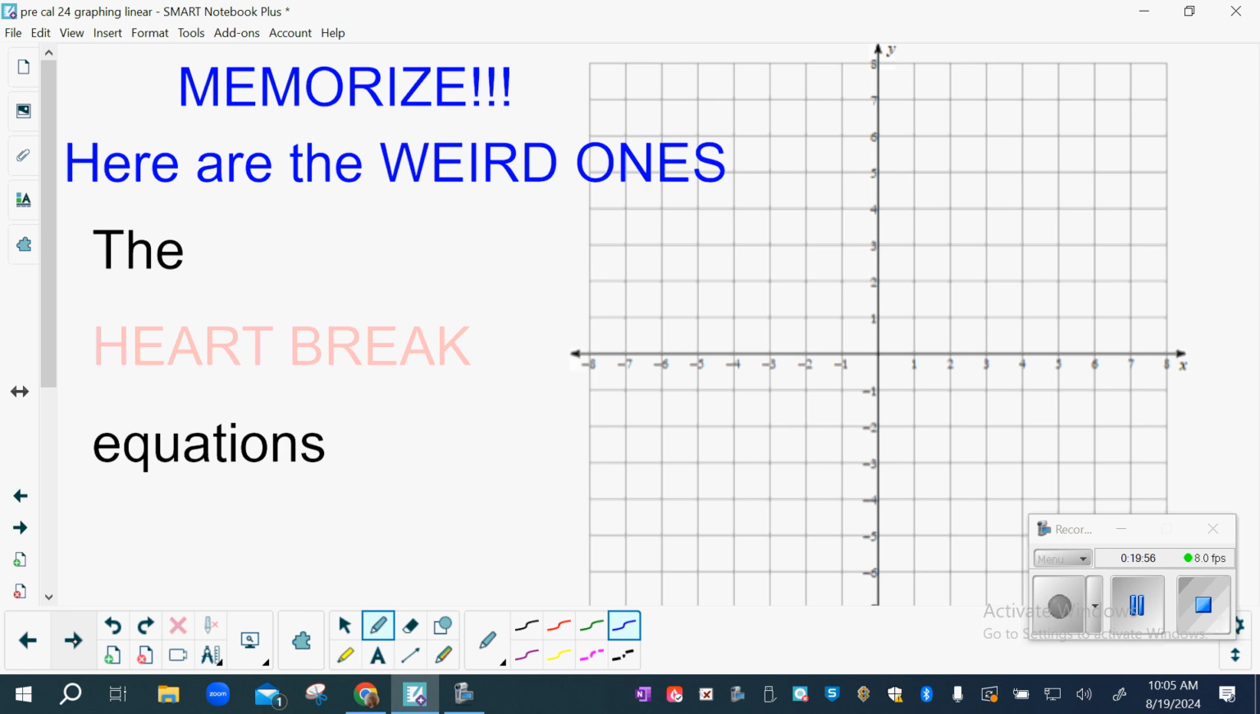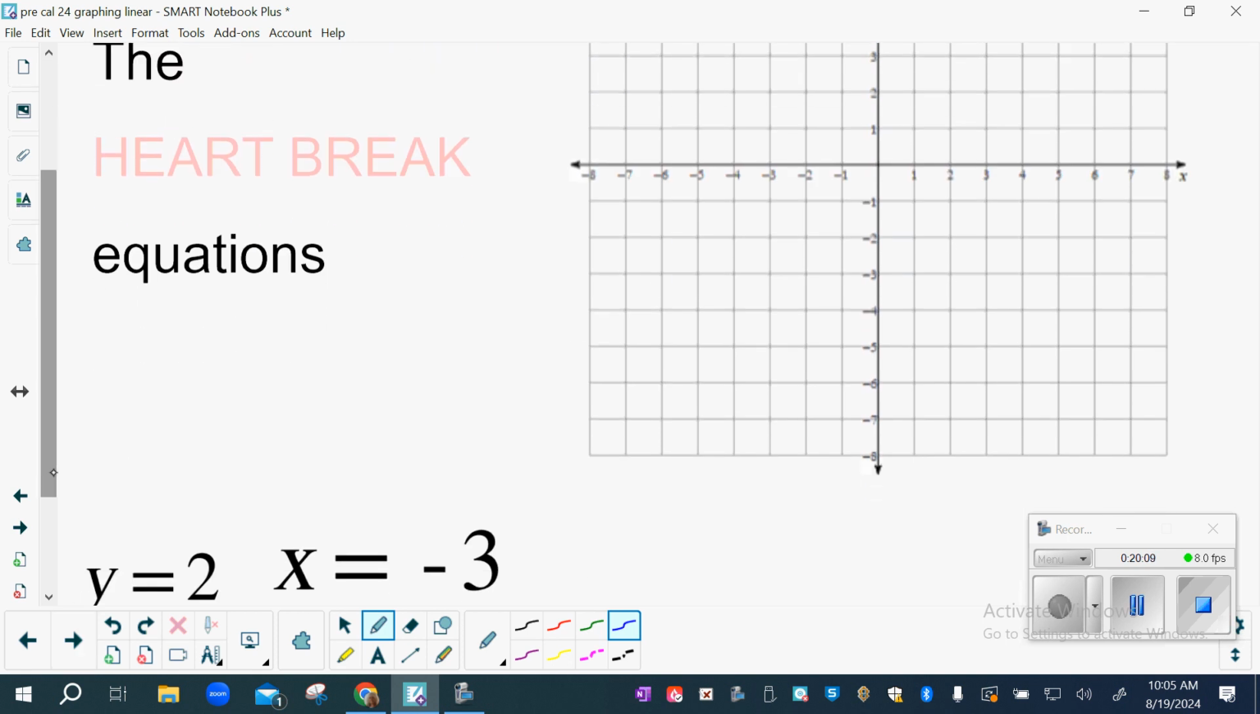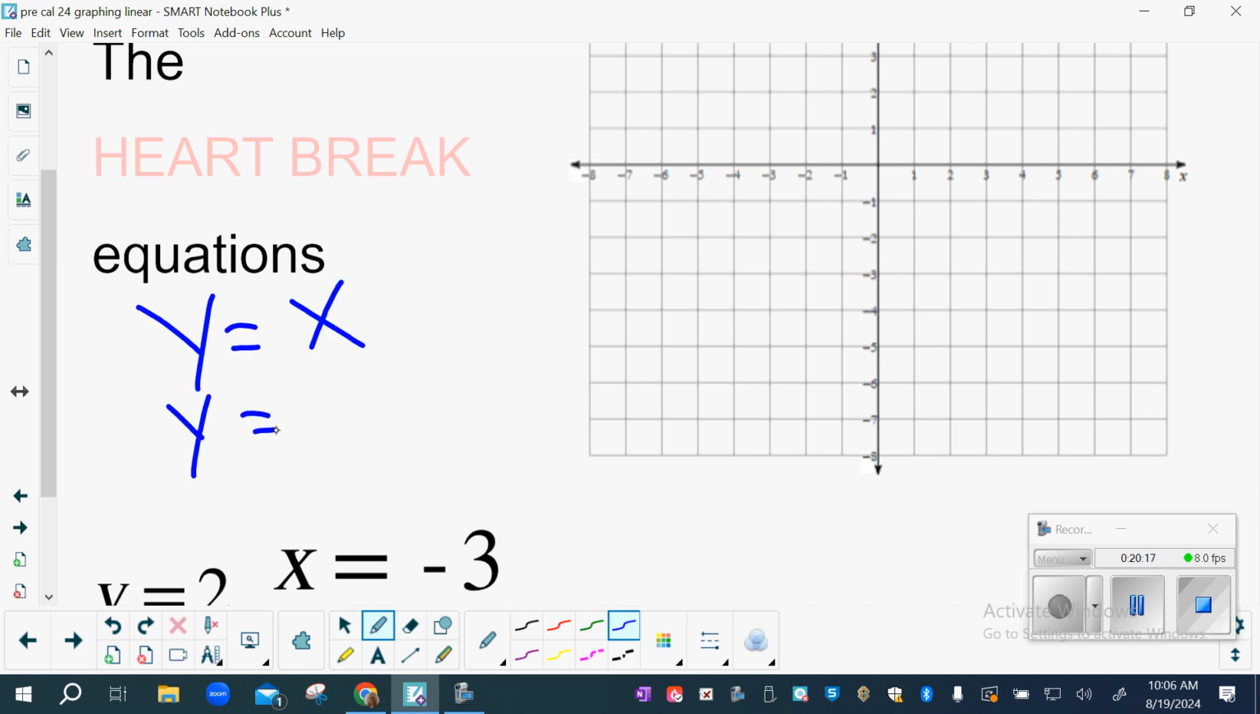You ready? There are 3 weirdo ones. And you just got to watch for them. And I'm going to show them to you. And they look kind of the same, but they're not. So the 3 weirdo ones are right here. Here come my weirdo ones. It is this one. Y equals X. Y equals 3. And X equals 3.